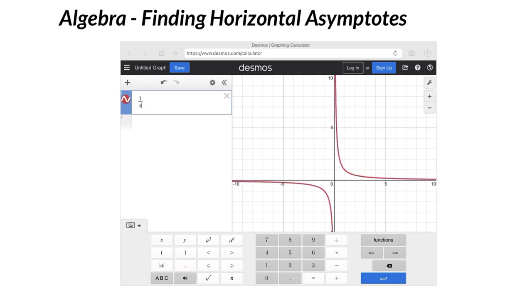Let's talk about how we find horizontal asymptotes. Horizontal asymptotes are spots where the function seems to level out as it goes off towards either positive or negative infinity. So in this first example that I did, you can see 1 over x.